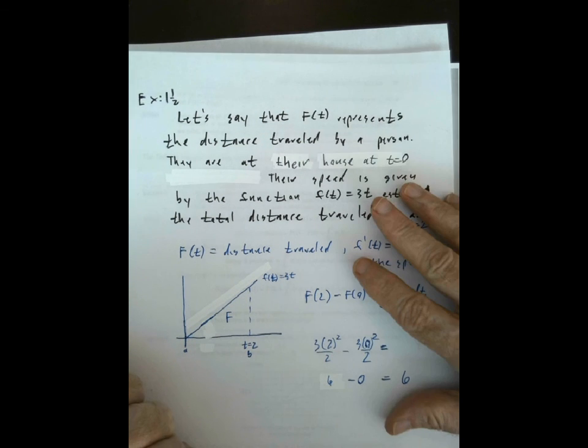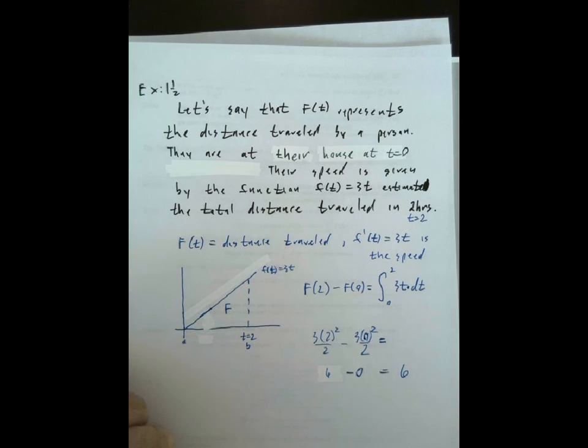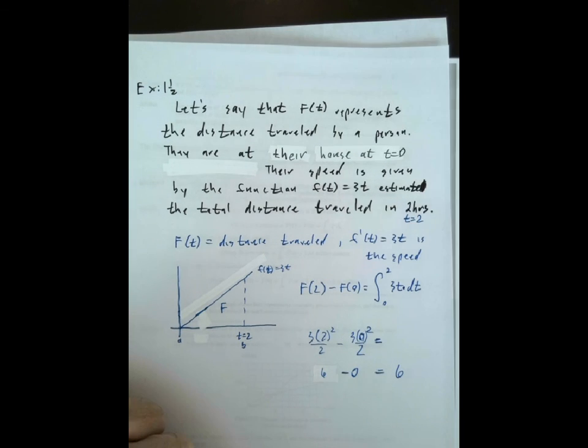But here's a situation. Let's say that F of t represents the distance traveled by a person. They are at their house at time equals 0, and their speed is given by the function f of t equals 3t. Estimate, or in this case actually calculate, the total distance traveled in 2 hours, because this is going to be the exact distance, just like we had before with the instantaneous rate of change, which was the derivative. This is the exact distance, which is the definite integral.